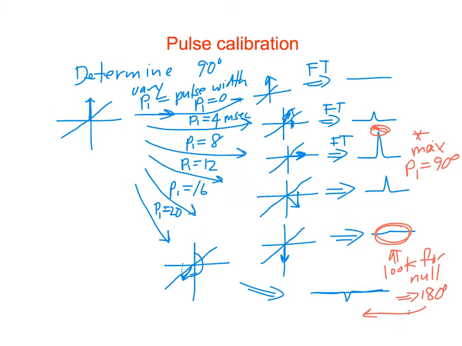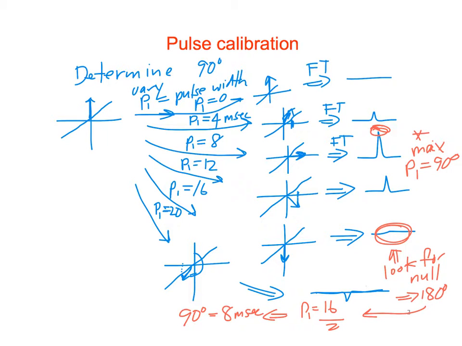Right? So if we determine this, and this was P1 equals 16, so we divide that by 2, and our 90 degree pulse width equals 8 milliseconds. You can actually also determine a 360 degree pulse. It would go all the way around, and you would still look for the null point, and then you divide it by 4. Right?